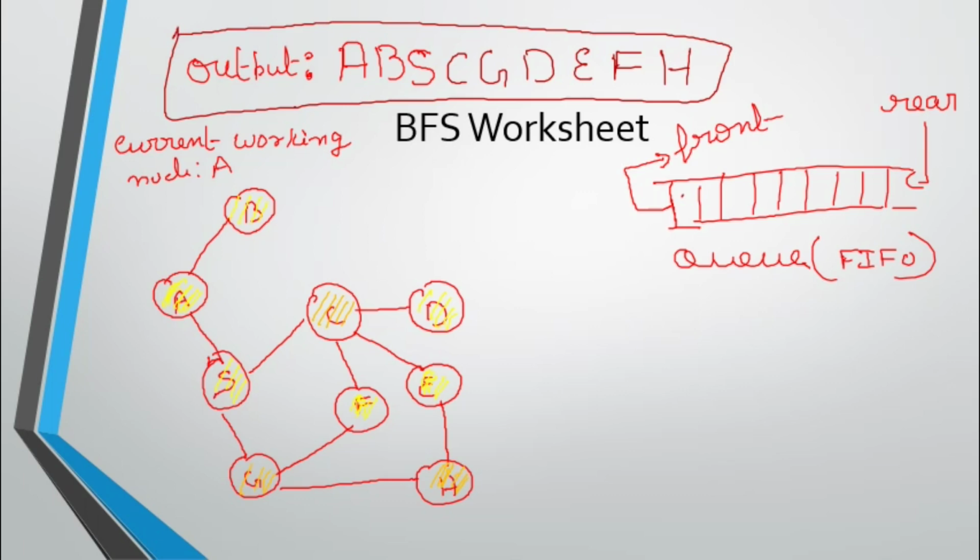Just remember one thing: when you put the element into the queue, at the same time you need to put it to the output also. If you do only one of the two, say you don't put the element in the queue but you put it into output, or you don't put it into the output and you put it into the queue, like just what happened now, then that is an error. So you need to put both together.